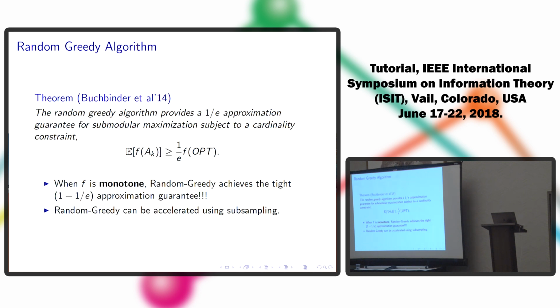How does that work? Well, it turns out it gives a 1/e approximation guarantee. What is very interesting is that this algorithm is oblivious to whether the function is monotone or not. If the function happens to be monotone, it gives exactly 1 minus 1/e. If it is not, it gives 1/e. So I think that is the first instance of an algorithm that I know of that is completely oblivious to whether the function is monotone or not. It always gives a good result.